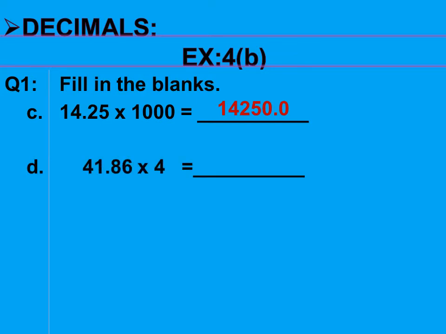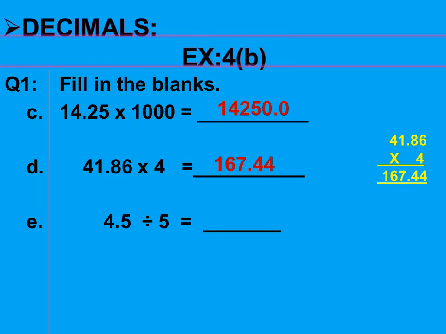Now we will move to the next part, part D. 41.86 multiplied by 4. Dear students, this is simple multiplication of decimal numbers. When we multiply it, we will get the answer 167.44.